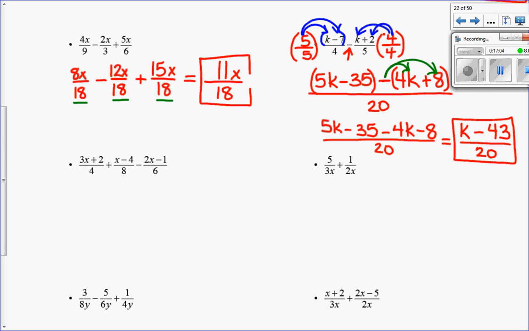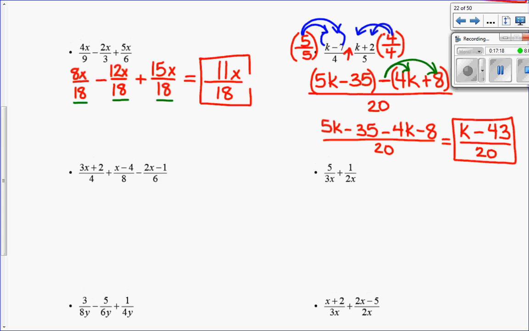Are there any non-permissible values? No, there are not, because I don't have any variables in my denominator that I have to worry about. Okay, so let's try the next example then.